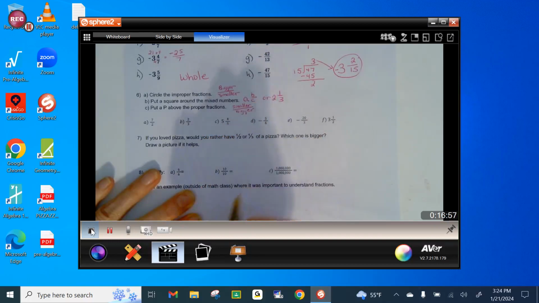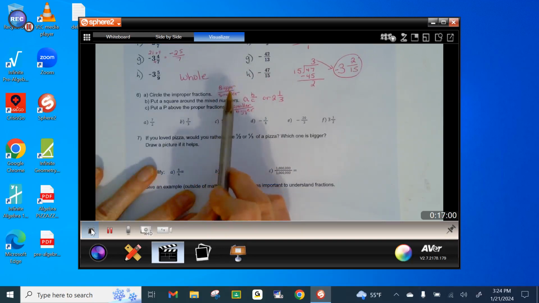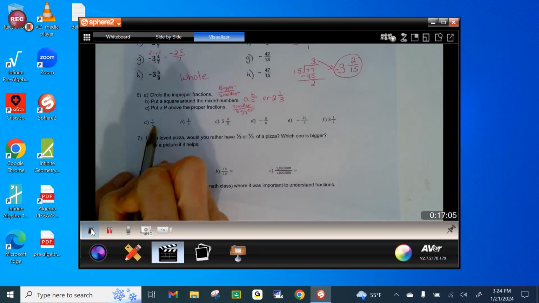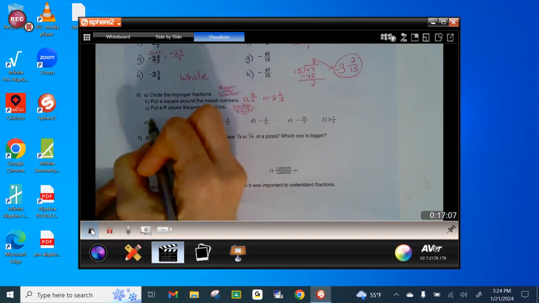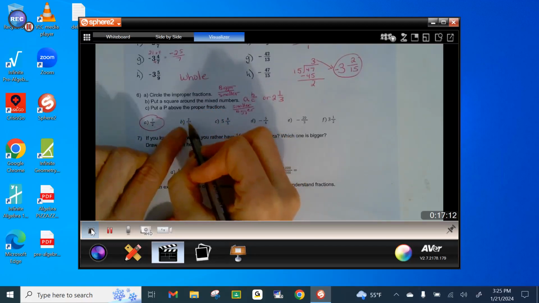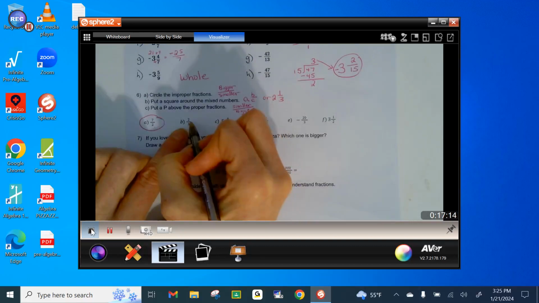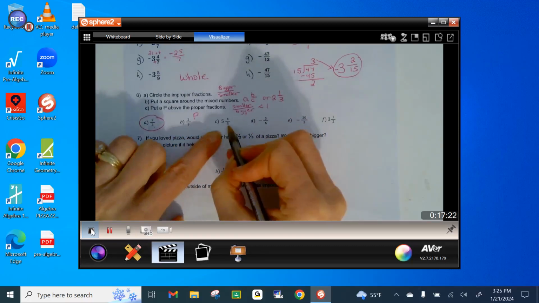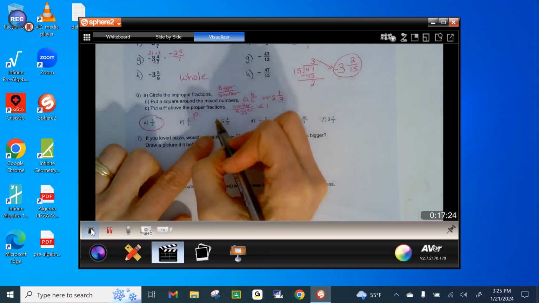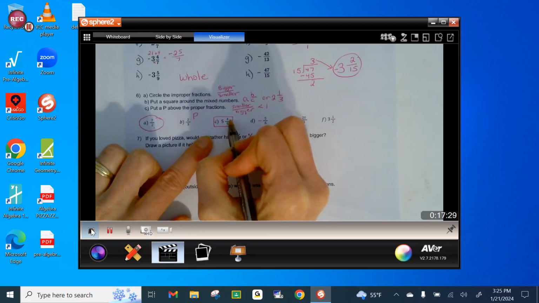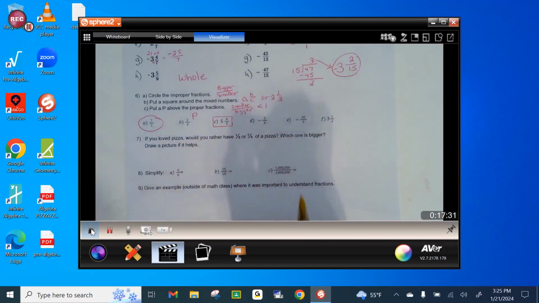Okay? So improper, bigger over smaller. Proper, smaller over bigger. All right, so this is improper, so I'm going to circle that. This one is proper because it is smaller on the top. It's less than 1. Another thing that we could say is that it's less than 1. And this is a mixed number. I'm going to put a square around it because it's got the whole number, and then it's also got a fraction. And you do the rest.